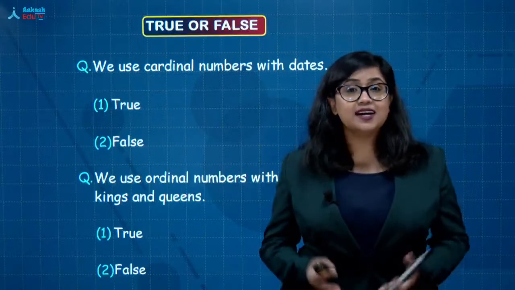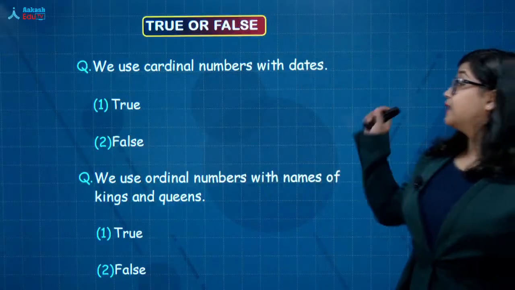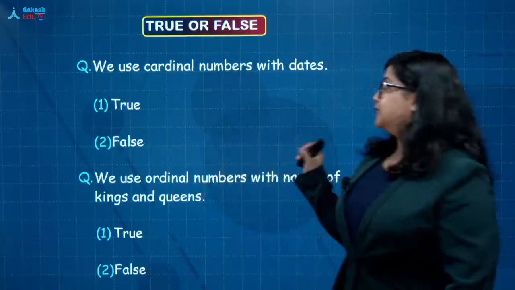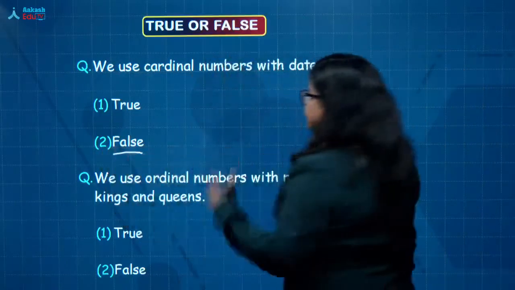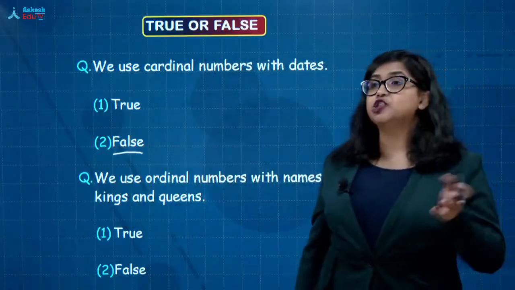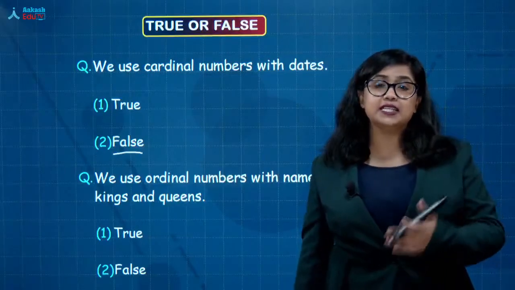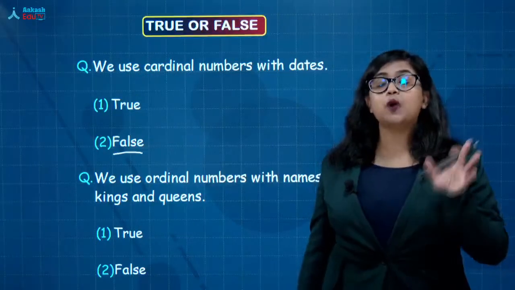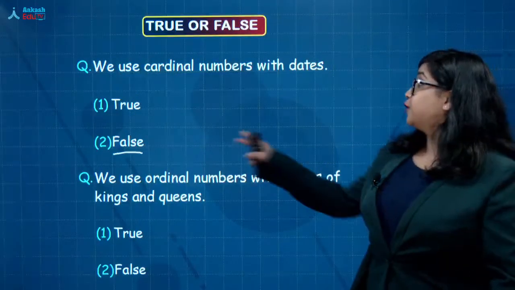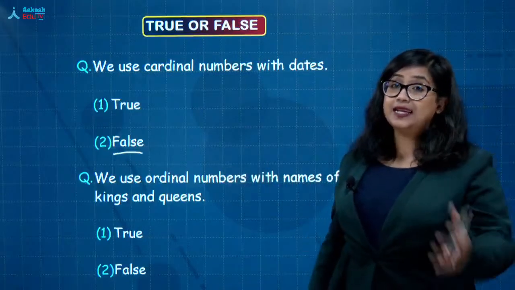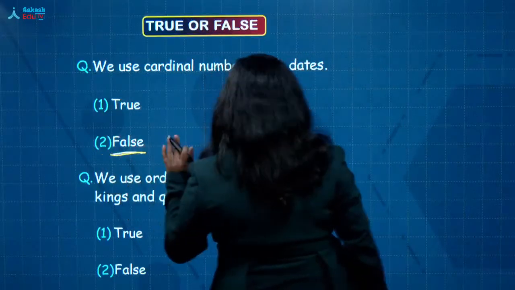Well done guys, very well done, excellent job. The statement says that we use cardinal numbers with dates. No, it's a false statement. Why? Because when we talk about dates, we say today is 13th. Today is 6th of March. When I say 6th of March, I'm talking about the date in ordinal numbers. So it's false. We use ordinal numbers with dates and not cardinal numbers. Therefore the statement is false.